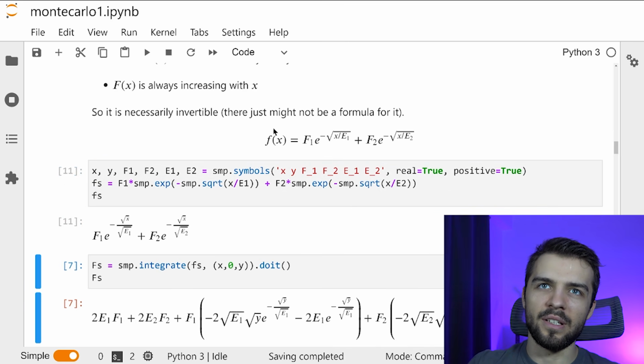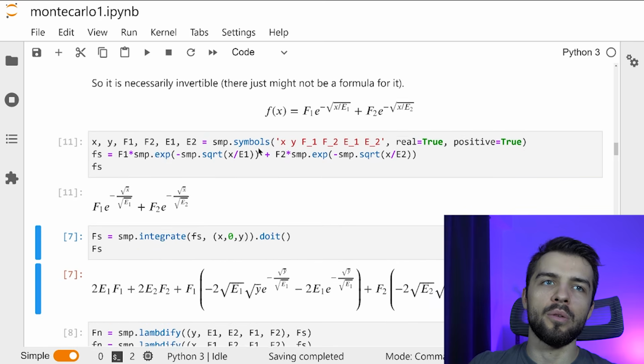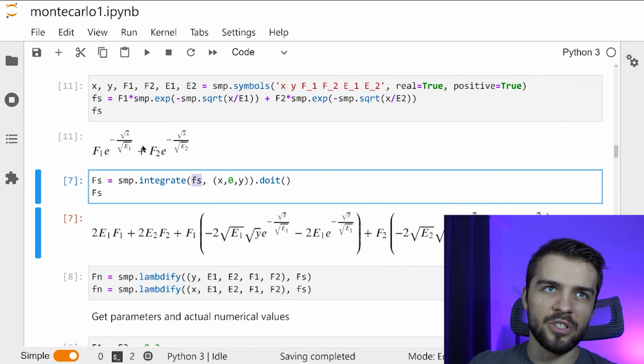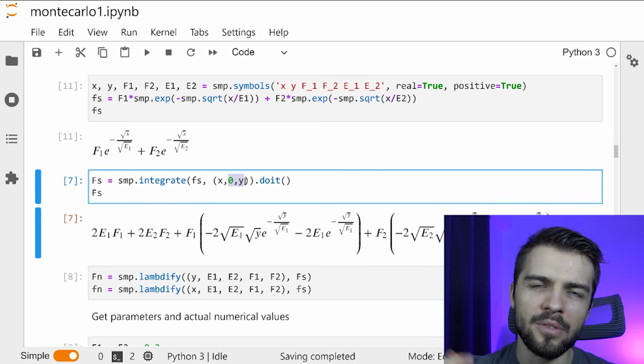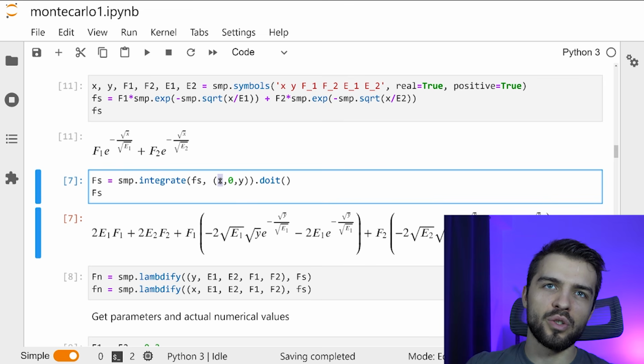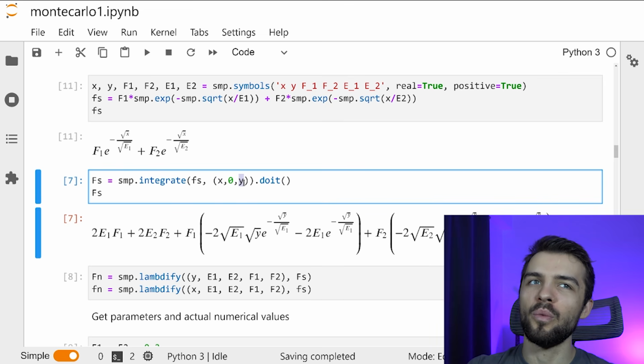And if I want the cumulative distribution function, well, what do I need to do? I need to integrate this function here, which is f symbolic. And I want to integrate x from 0 to y. Now you might be wondering, why am I going 0 to y? Well, I can't use x twice, right? So I'm going to go from 0 to some other variable that I'm going to call y.